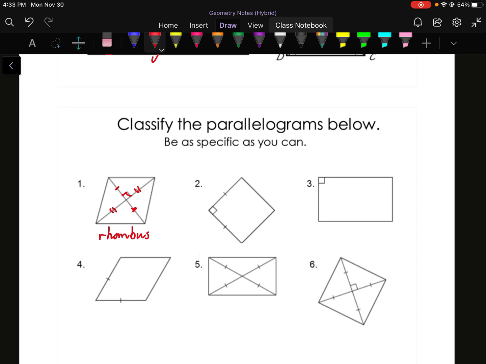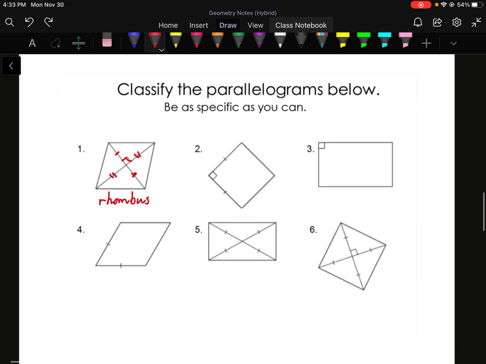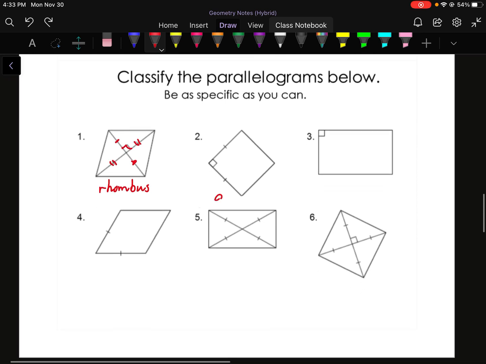Number 2, we have a right angle. We have two sides congruent, but we don't know that these sides are congruent. We don't know that this is a right angle, that's a right angle, that's a right angle. It looks like a square, I get it, but we don't have enough information, so we don't even know if it's a parallelogram, actually. We can only call this a quadrilateral. The only thing I know for a fact is that it has 4 sides.